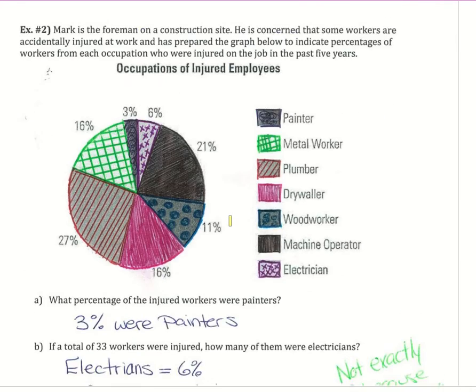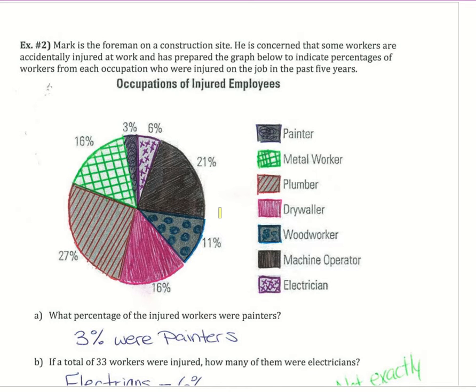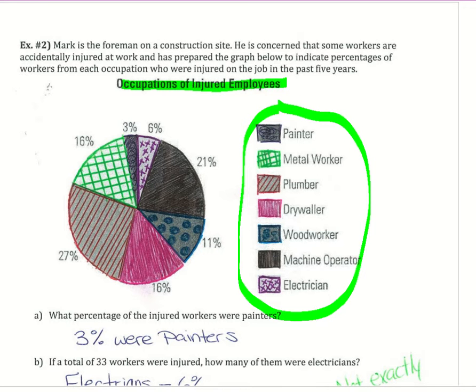Example number 2: you've got Mark as the foreman of this construction site. He's concerned that some workers are getting accidentally injured at work. So he's looking here again. I can't stress enough, there's the title, here's the legend. It all looks good, and it's easy to make sense of.